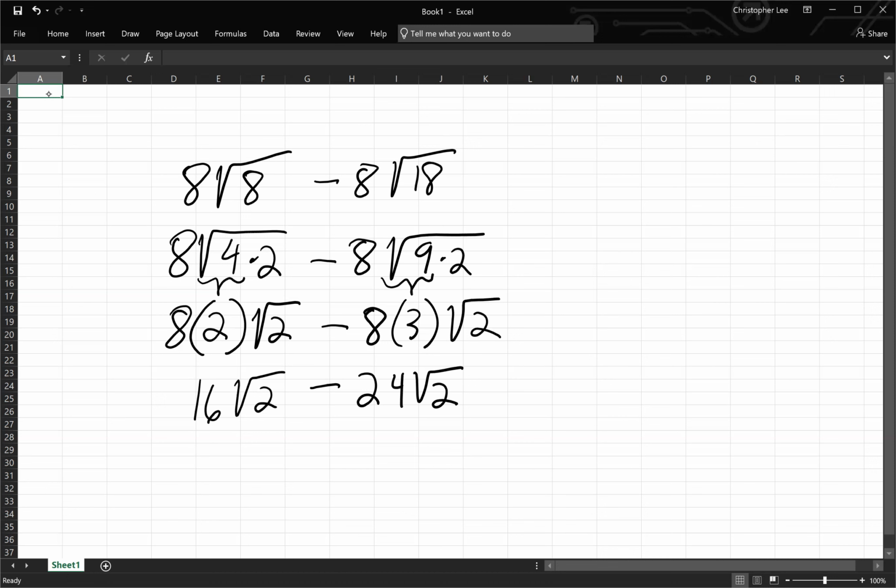Square root 2, and then you subtract them because they have the same radical and they have the same index, right? So what is it? -8 square root 2, right? Then that's it. Just type that in. That's all it is. Yeah, no problem.